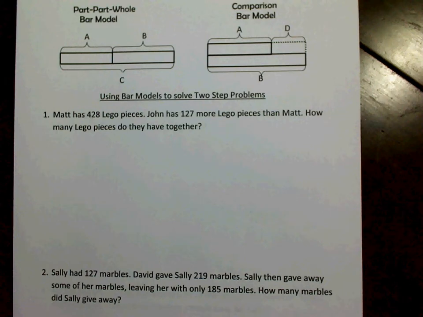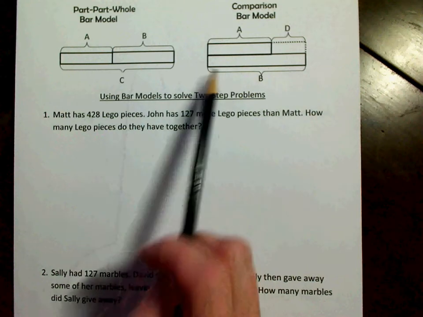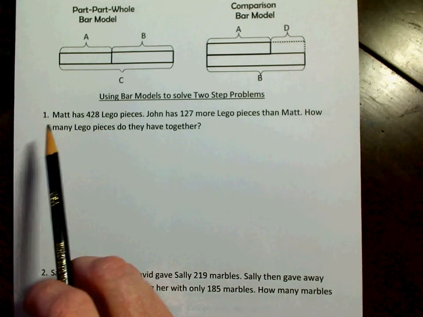Now we're ready for some really tricky stuff where we'll have to use two bar models because it's a two-step problem. We may use two part-part whole bar models, we may use two comparisons, or we may use one of each. So let's jump right in.